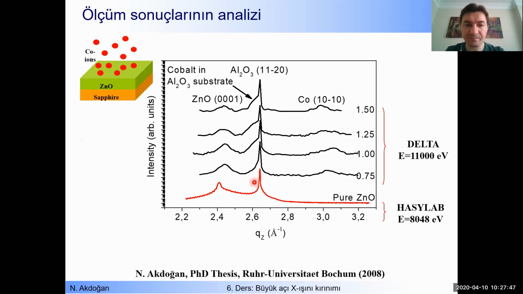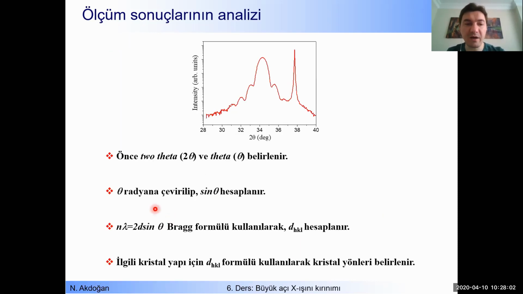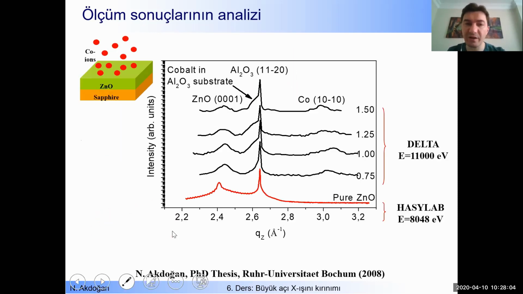So I know the orientation of the sapphire, but you can also calculate it from the position of the peak. From that one, you can calculate 2 theta, theta, sin theta, and by using the method I have explained, you can calculate the Miller indices of the sapphire here. 1,1-2,0 surface, okay, aluminum oxide, sapphire.